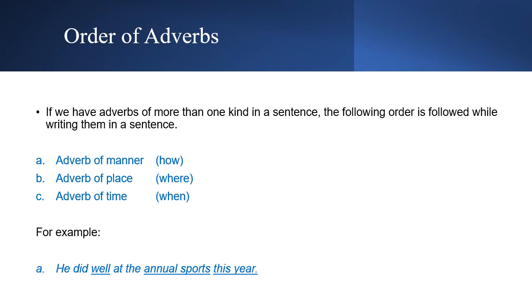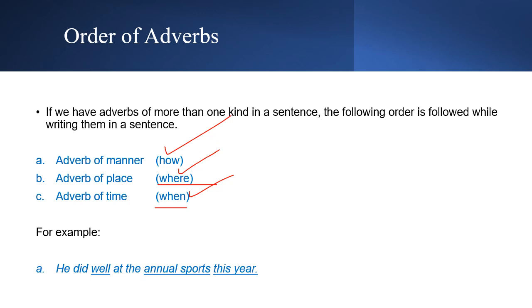The adverb of manner tells you about how something is happening. If you have a word in a sentence which answers how, that is the adverb of manner. If you have a word that answers where, that is the adverb of place. It could be one word, it could be two words. If you have a word or words that can answer when, that's the adverb of time. If you have more than one adverb in a sentence, this is the order they should come: first manner, then place, then time.